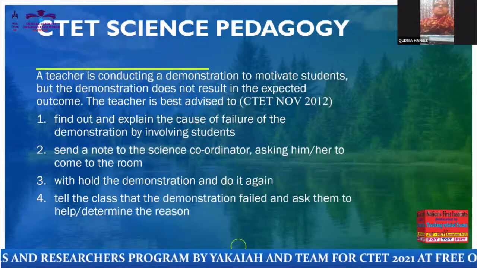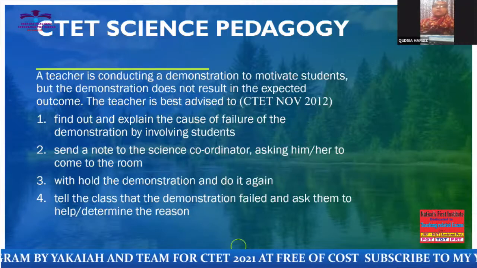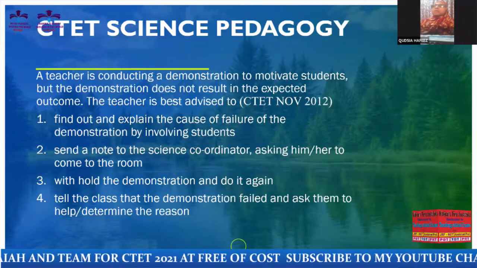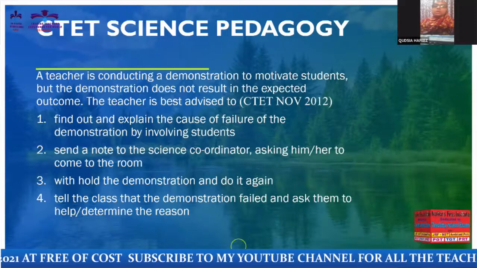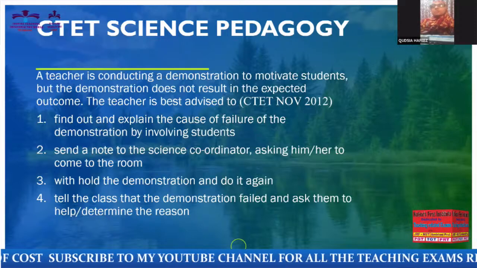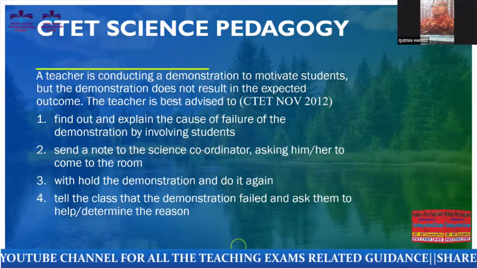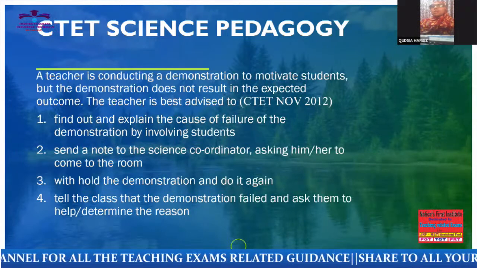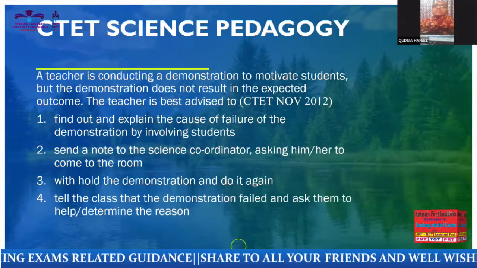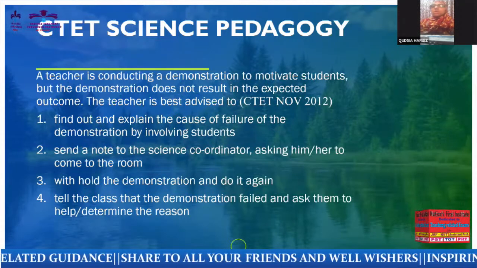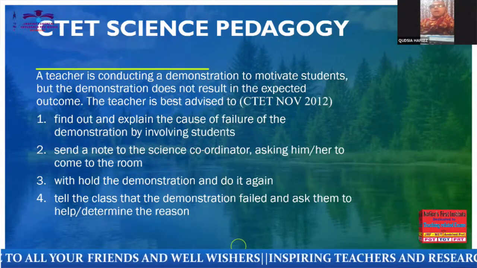So the demonstration has failed, and the teacher is advised to do what? To find out and explain the cause of the failure. That means again the time is passing and they are all involved in finding out the cause why it has failed. So it is nothing but again we are passing the time of the students in unrelated activity. Then send a note to the science coordinator to immediately come to the room. No, this is not at all possible. May not be the best option. Withhold the demonstration and do it again. Okay. Then tell the class that the demonstration failed and ask them to determine the reason.